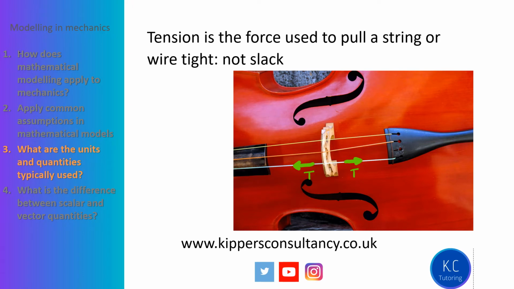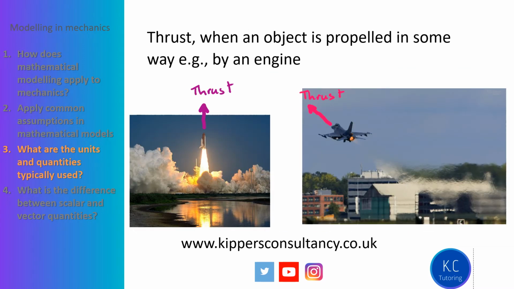Tension is the force used to pull a string or wire tight so it's not slack. We can see in the diagram here that the wire of the violin has a force of tension pulling to the left and an equal and opposite tension pulling to the right of the same string. When an object is propelled in some way by an engine, the force that is produced is a thrust. So in the example of the space rocket taking off, we can see that the thrust is directly upwards. This is caused by the explosion of the rocket fuel in the rocket's engine.